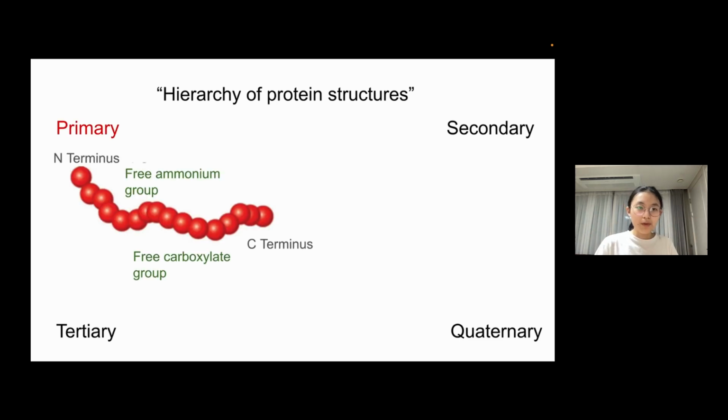Now, in primary, we only have one polypeptide chain. So all of these individual amino acids are linked by peptide bonds, and we only have one chain. And we usually say that the end of the polypeptide chain that has the free ammonium group, that entire amino acid is called the N-terminus. The amino acid at the other end, which has the free carboxylate group, is called the C-terminus. And as you can see, it's one single polypeptide.